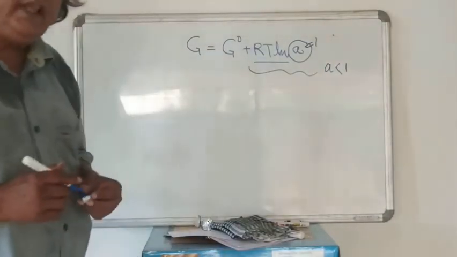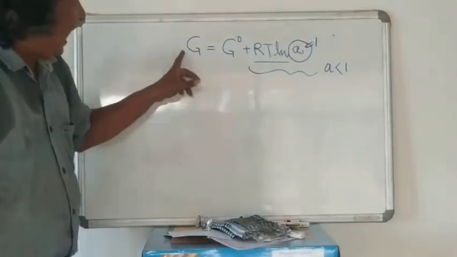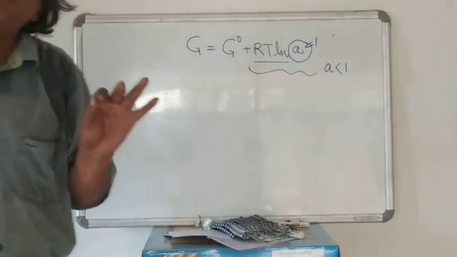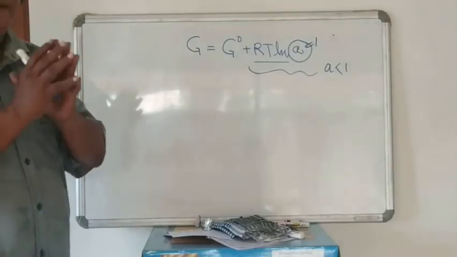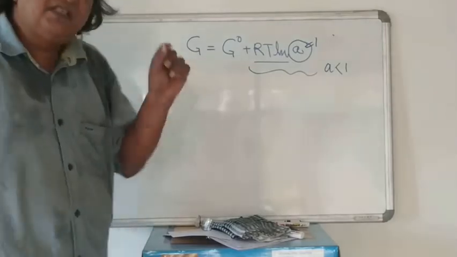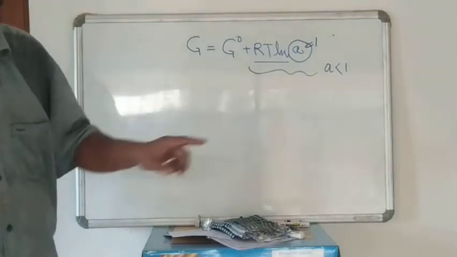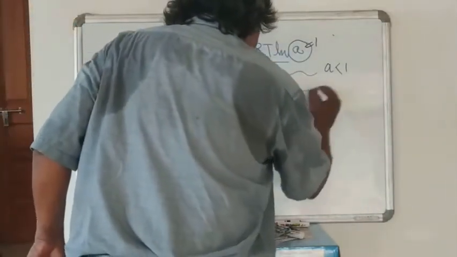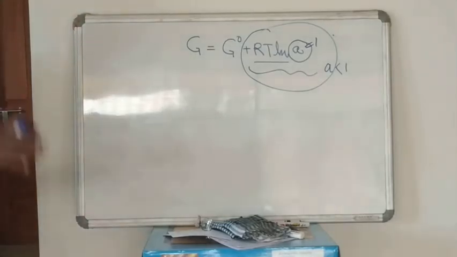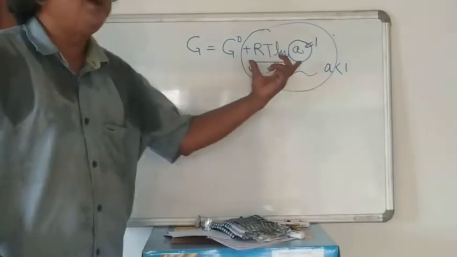So what is G0 then? It is the free energy of a pure phase. And what is G? It is the free energy of an impure phase. Mark my words. We will go into more complications, but let's go in steps. I know the problems. G is the free energy of an impure phase. G0 is the free energy of the pure phase. In other words, this term here, think about it, is the free energy of impurity.